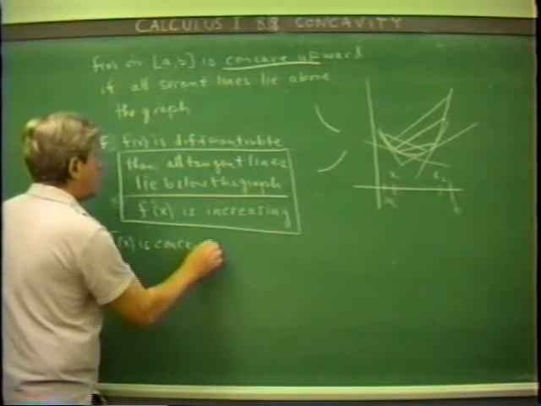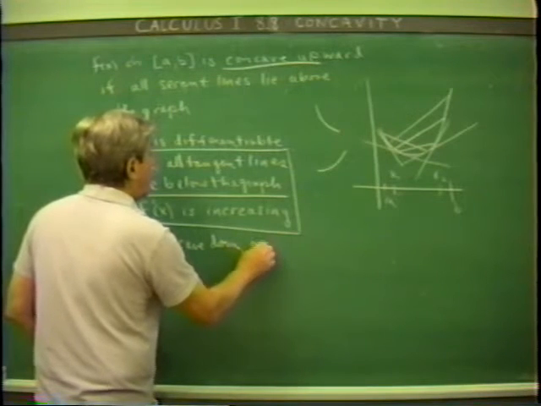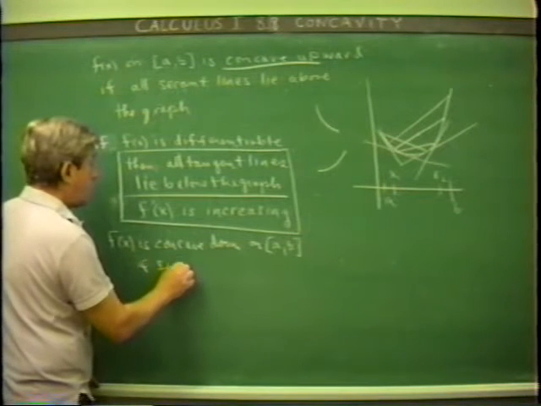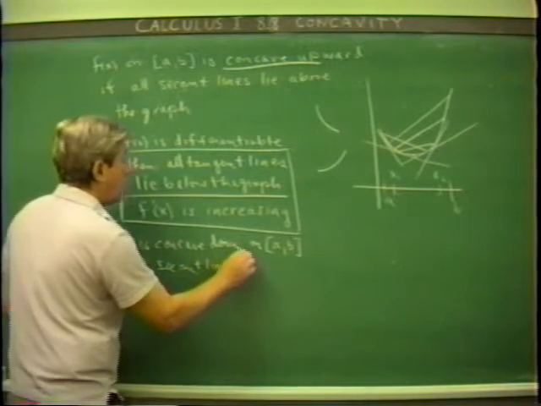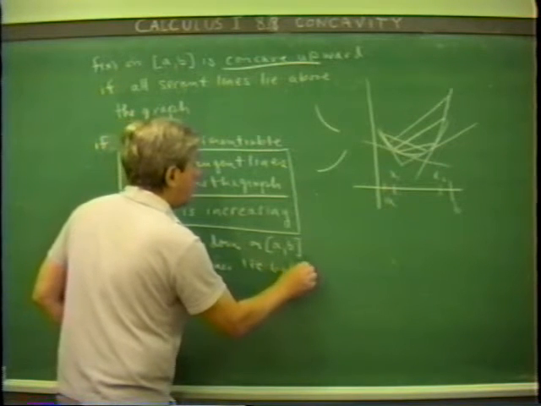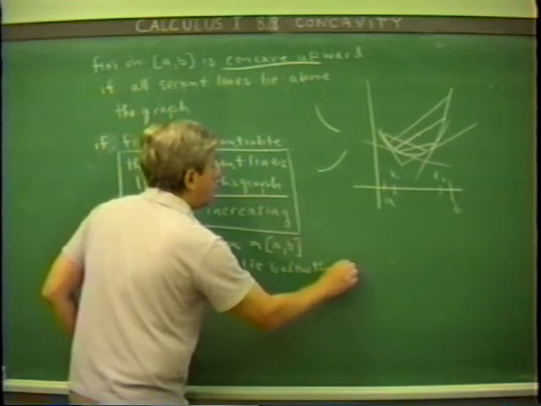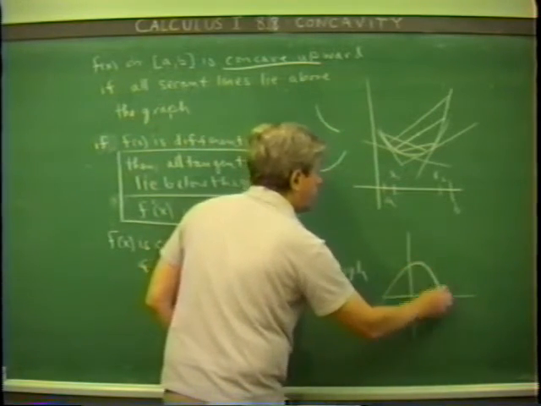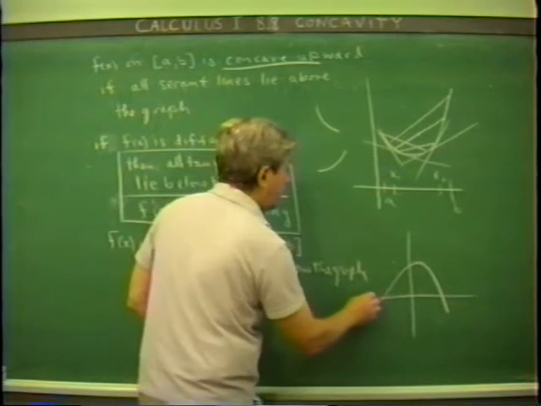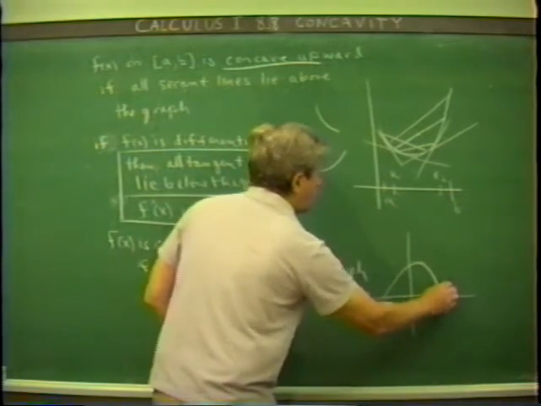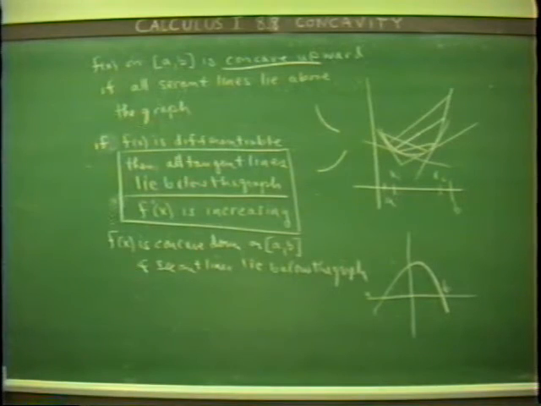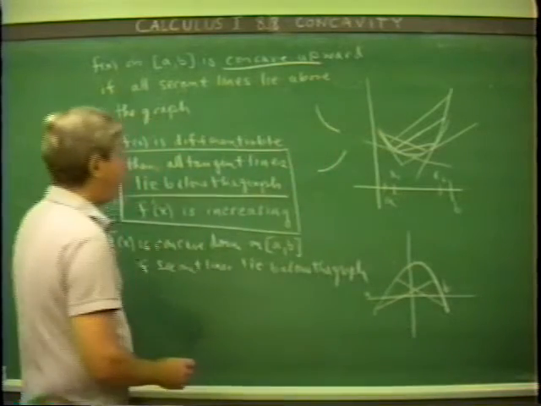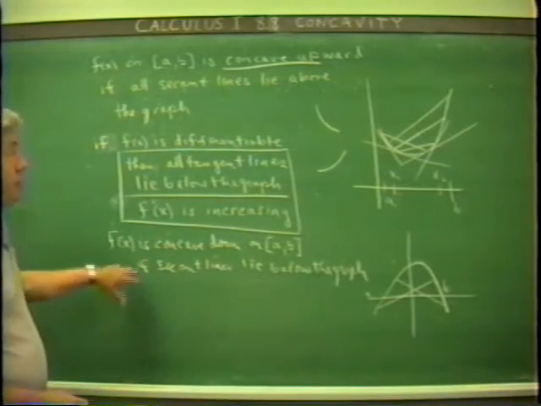Right? f of x is said to be concave down on AB if the secant lines lie below the graph. Picture is something like this then. This function here is concave down on the interval a, b. All the secant lines lie below the graph.